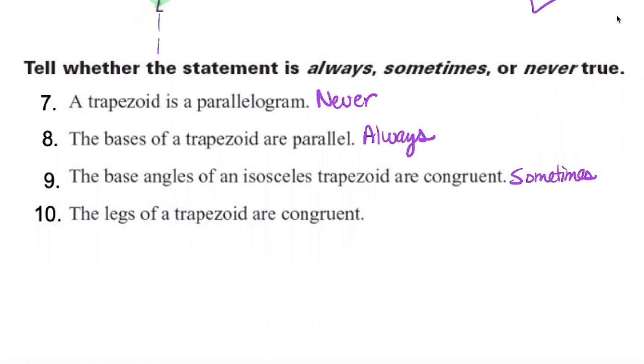The last one, the legs of a trapezoid are congruent. Well, it didn't say that it's an isosceles trapezoid, it just said trapezoid, so I'm going to go with sometimes here. If that trapezoid happened to be isosceles, then this would be true. And that is our practice on kites and trapezoids. So those are easier compared to the other days.